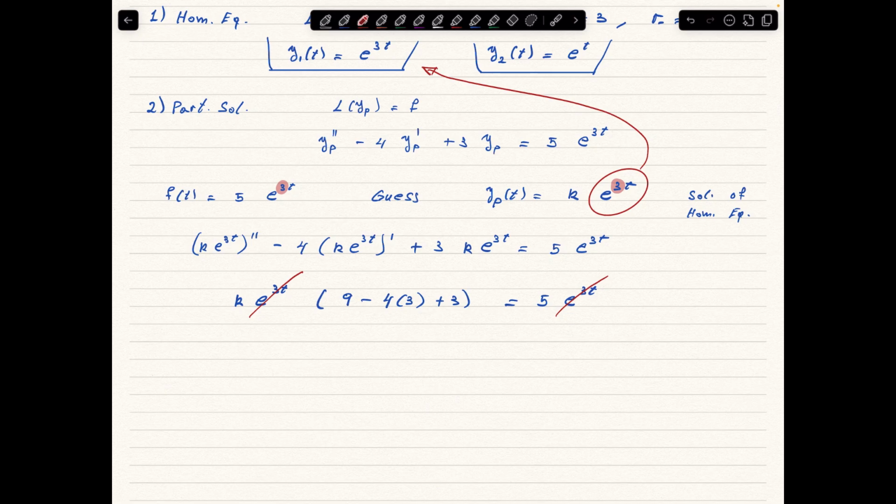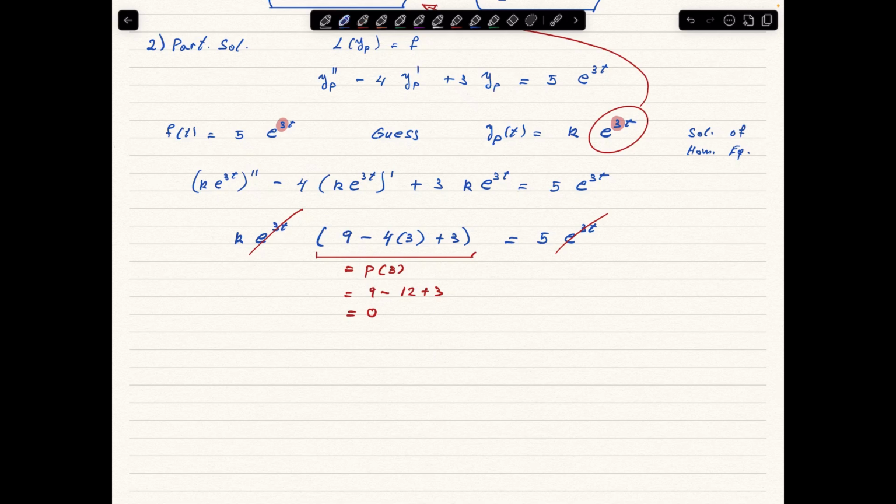But we have a little problem here, because this here is the characteristic polynomial evaluated at 3. As we see, this is 9 minus 12 plus 3, so this is actually 0. So we ended up with an equation where the exponentials cancel out, but we are left with 5 equals 0, which is not true. So this is a contradiction.